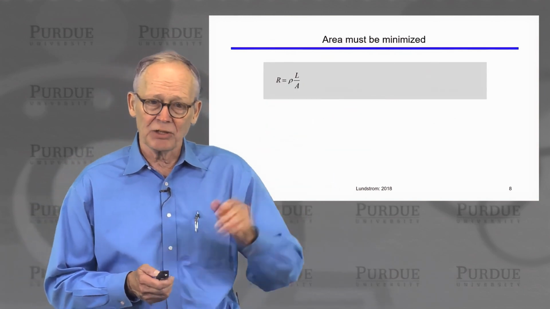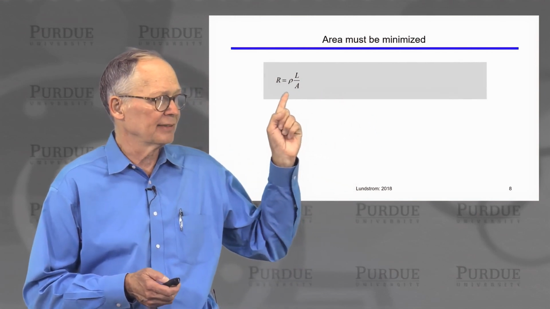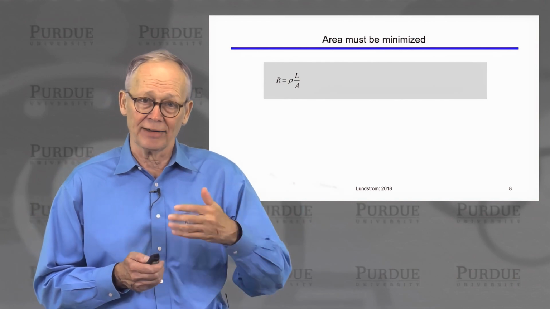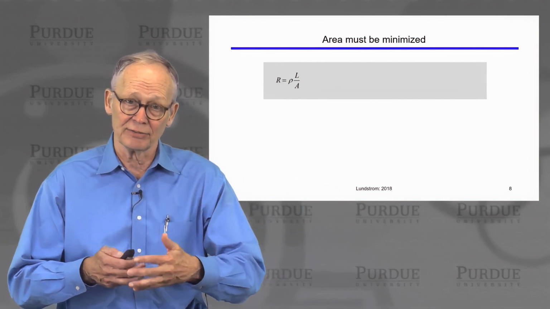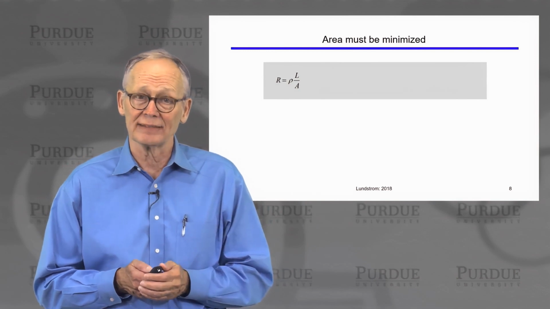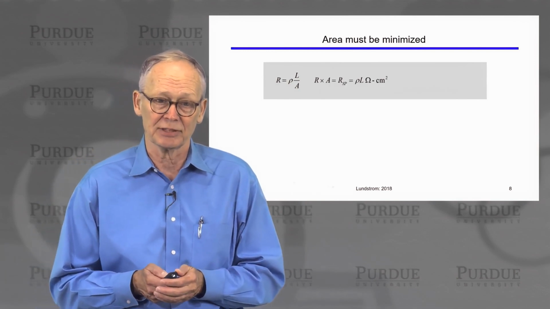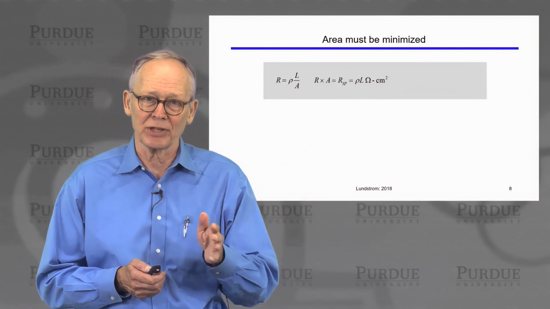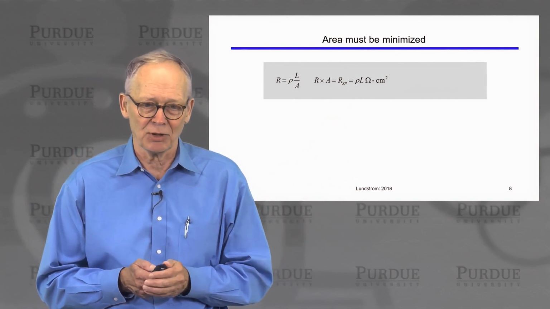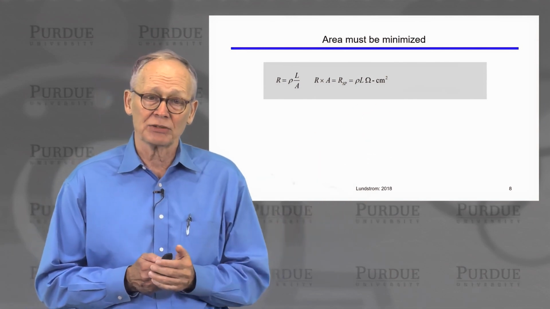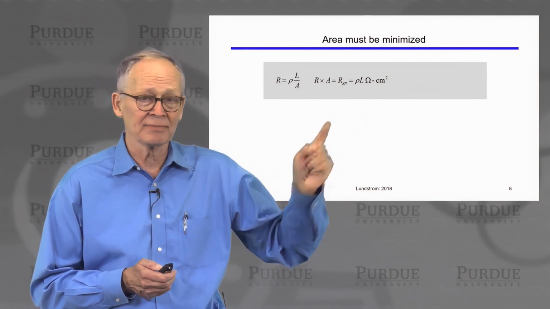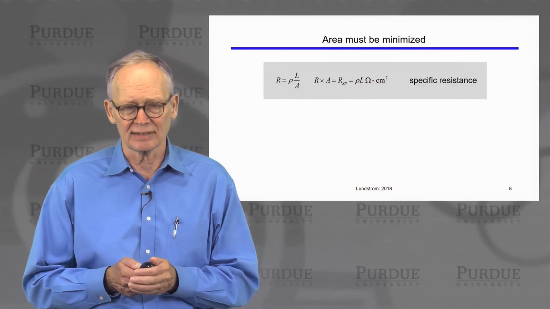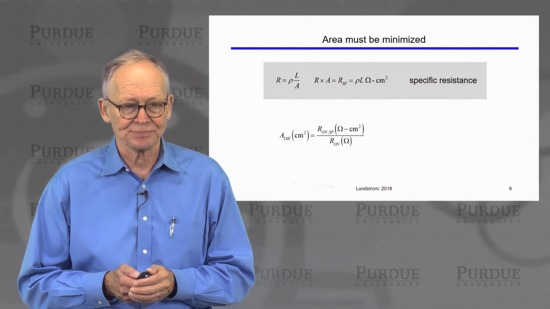Okay, so area must be minimized. We know that the resistance of any resistor is the length of the resistor divided by the cross-sectional area for current flow, times the resistivity of the material that the resistor is made from. We're interested in the product of the resistance times area because we want both of them to be small. So that means we're interested in the product of the resistivity times the length of the resistor. This is what we'll call the specific resistance, and this is what we'll consider for a time.